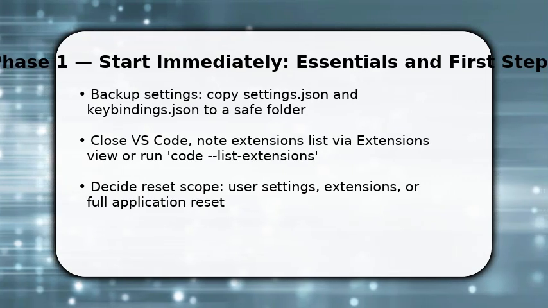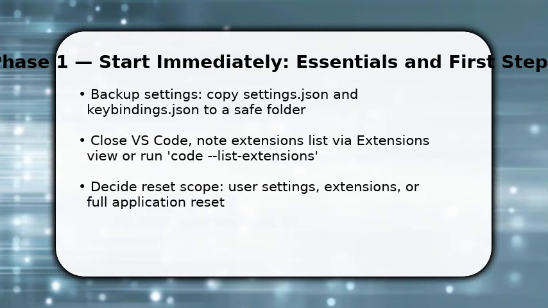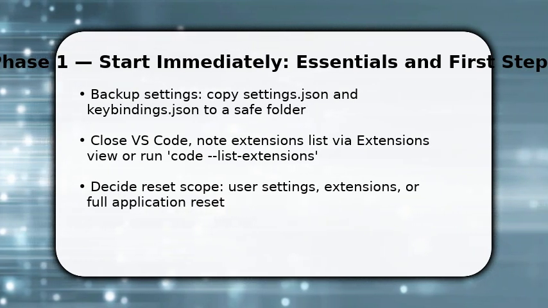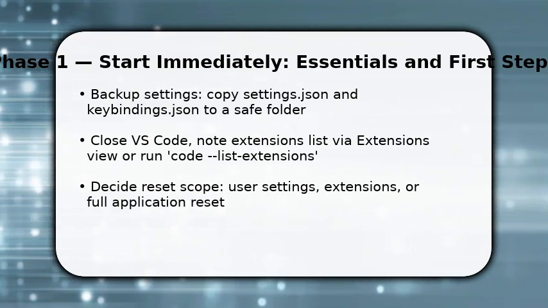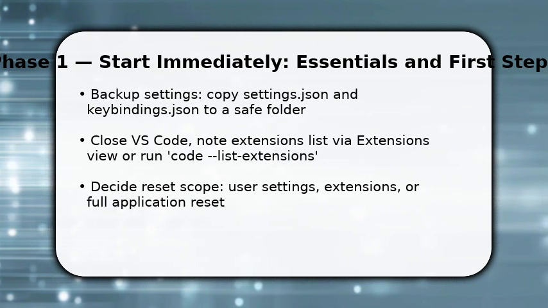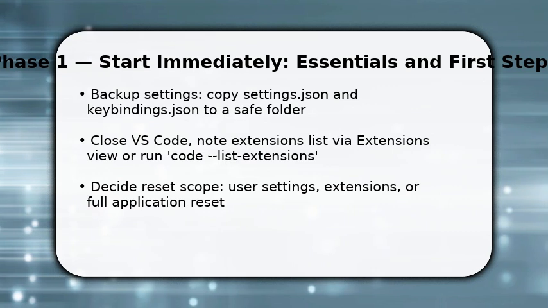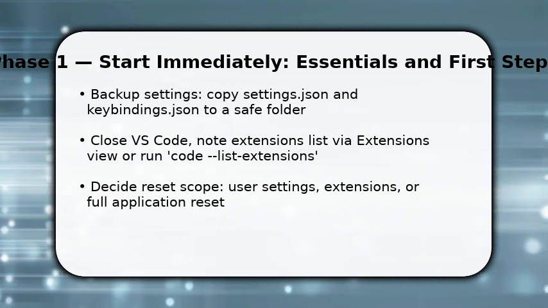You start with two essentials, a backup and a clear scope. Make a copy of settings.json and keybindings.json now, because once you reset, you may lose custom shortcuts and themes. Next, export your extension list, run code --list-extensions, or use the extensions view to save names.